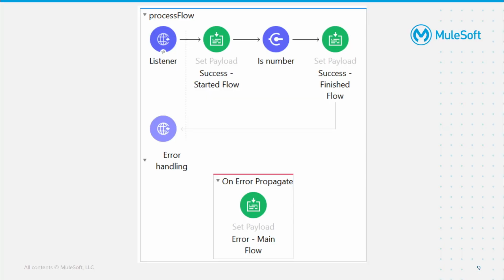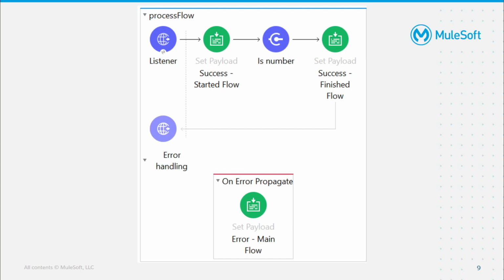In order to demonstrate the ability of a flow to handle errors, I built a very simple flow that will intentionally throw an error. The flow is initiated with an HTTP listener, and then first sets the payload to the string of success started flow. Next, there's a validator processor, which will check whether the payload is a number or not. And finally, there's a set payload, which will set the payload to a string of success finish flow. Obviously, as the payload is initially set to a string, an error will be thrown at the validator processor, and the execution scope will transfer to the error handler.